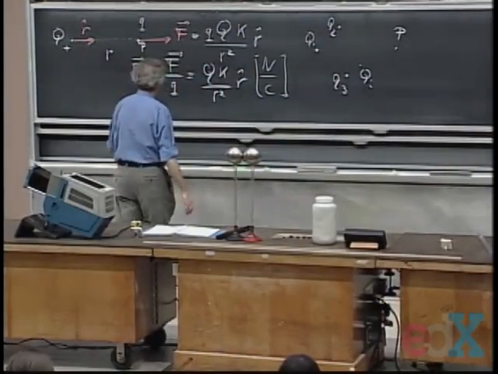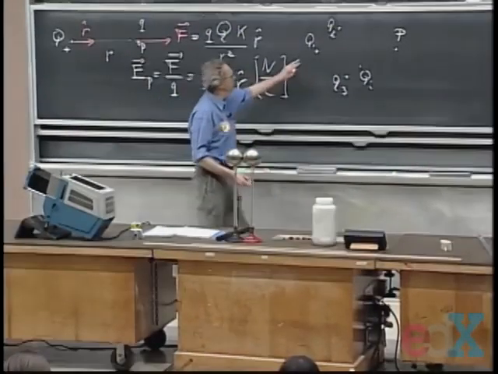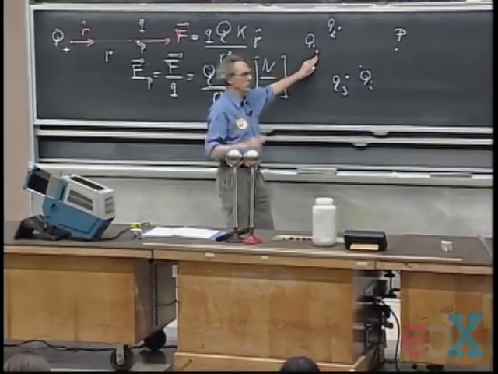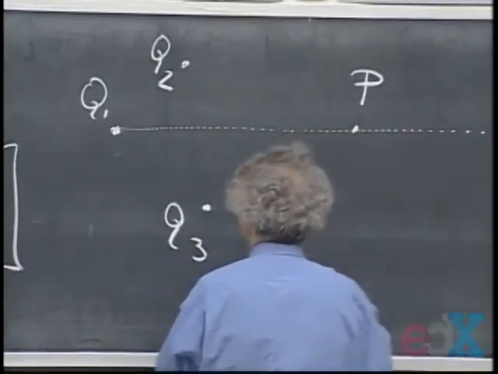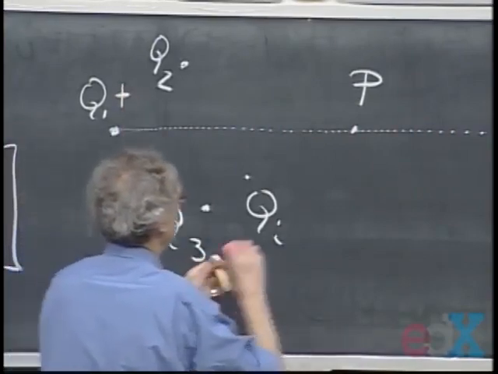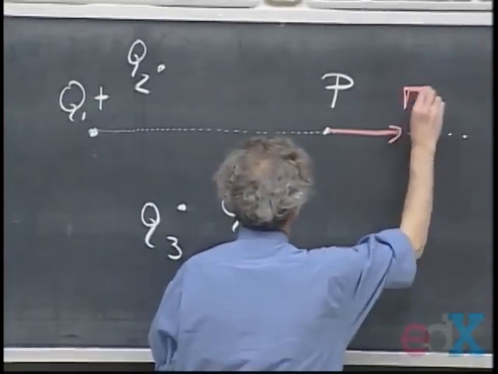So now, I can say, what is the E field due to Q1 alone? Well, that would be, if Q1 were positive, then this might be a representation for E1.